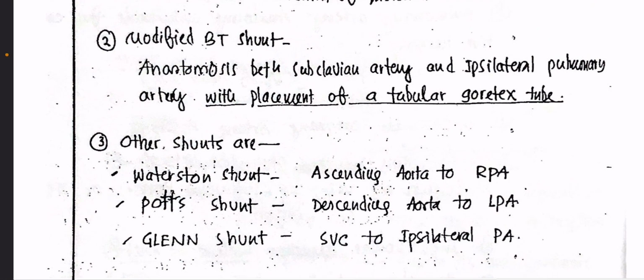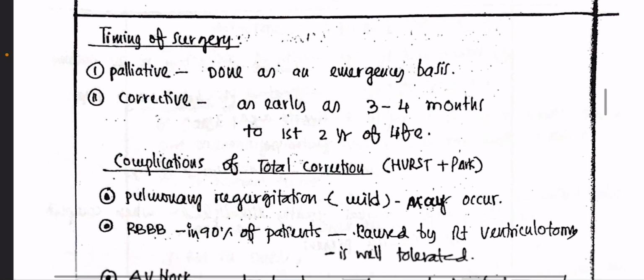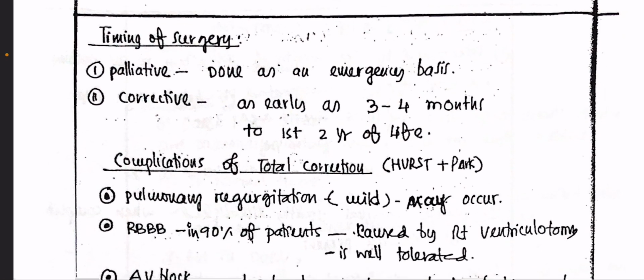What is the Waterston shunt? Ascending aorta to right pulmonary artery. Potts shunt, descending aorta to left pulmonary artery. Glenn shunt, superior vena cava to ipsilateral pulmonary artery. Now, timing of surgery. Palliative surgery is done on an emergency basis; corrective surgery as early as 3 to 4 months of age to the first or second year of life.